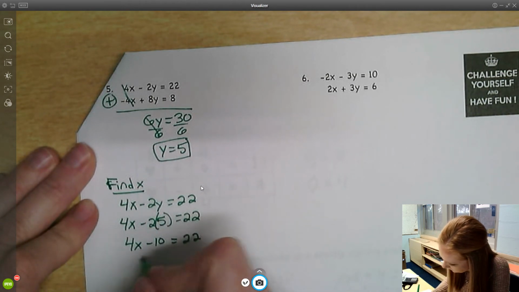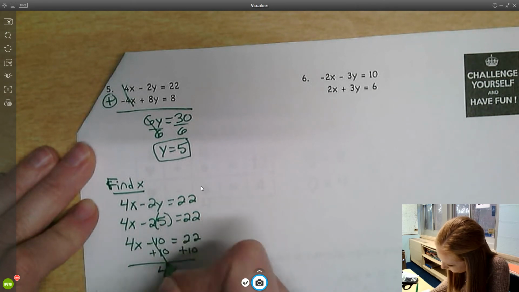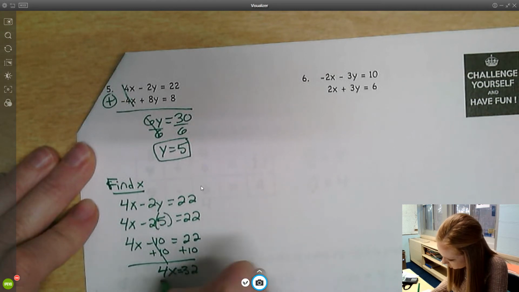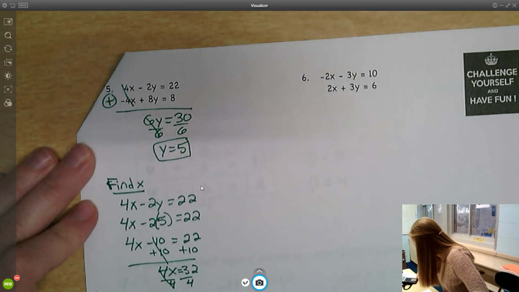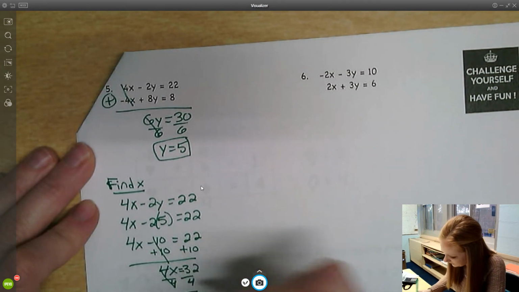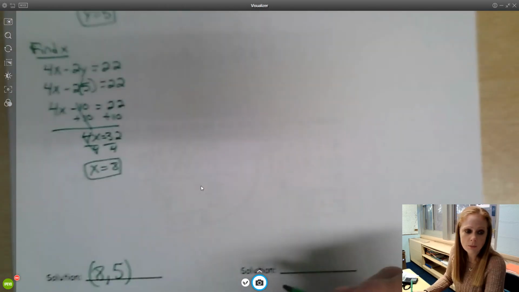Negative 2 times 5 is negative 10. I'm going to add 10 on both sides. 4x equals 32. Divide both sides by 4. Now I'm questioning all my math skills. And we get x is 8, so our solution here would be 8 comma 5. Oops, sorry.